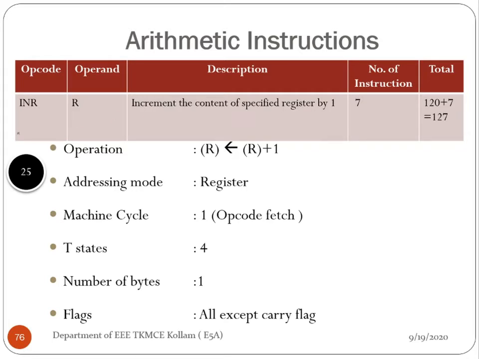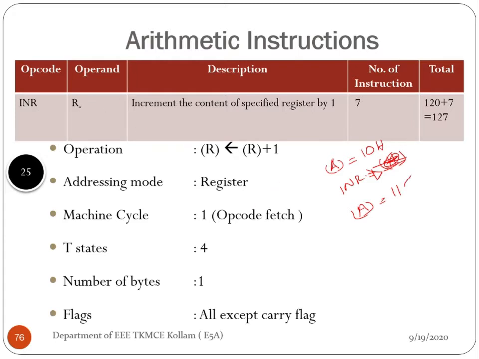So first of all, let's see increment register. This is INR R. Whenever this instruction is executed, content of specified register, it may be accumulator or any other general purpose registers, that register content is incremented by 1. Assume initially the content of accumulator as 10H. Then we are doing INR execution. After the execution of INR instruction, the content of accumulator becomes 11.